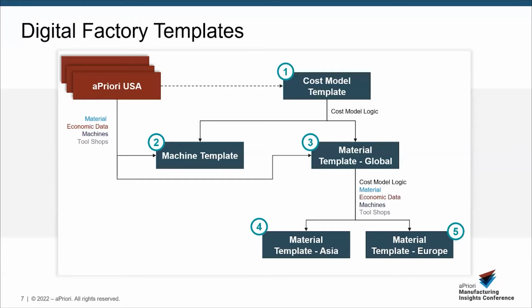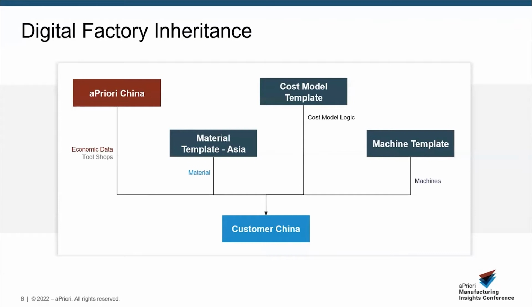So let's take a look at that. To keep it simple, I mapped out what it would look like for one regional overlay, customer China. This same structure could then be replicated for however many regional overlays you would like to create.